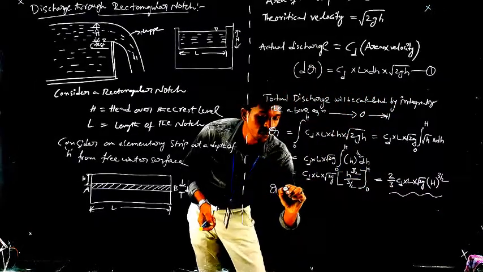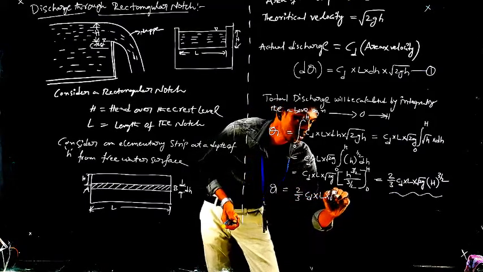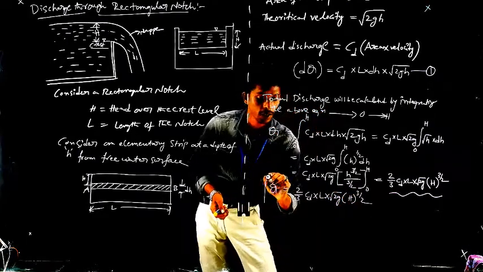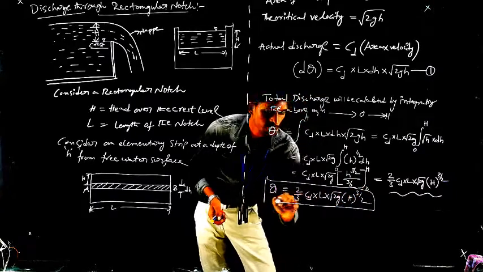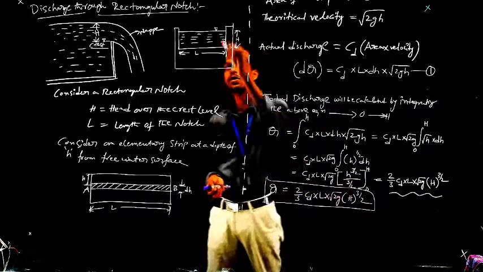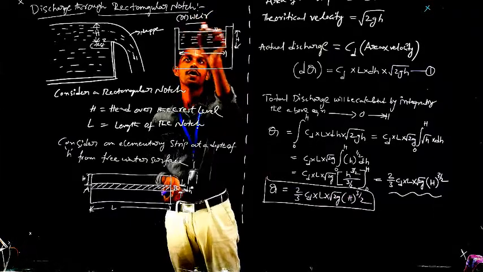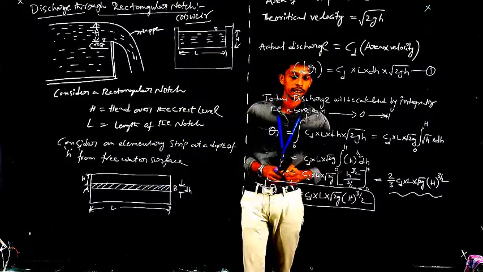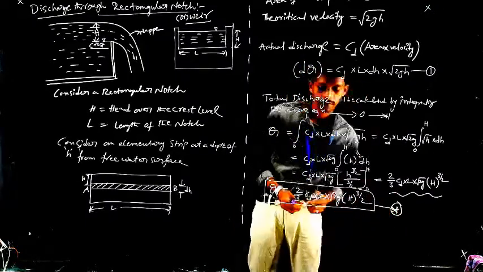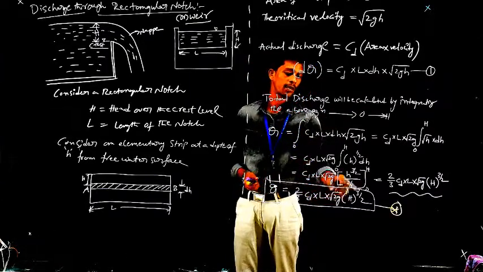So capital Q, discharge, will be 2/3 of CD into L into root 2G multiplied by capital H power 3 by 2. Okay, so this is the expression for discharge of a rectangular notch or weir. This particular formula is also applicable for a weir. If it is a rectangular notch or a weir, this will be the formula you have to remember: 2/3 of CD multiplied by L multiplied by root 2G and the capital H whole power 3 by 2.